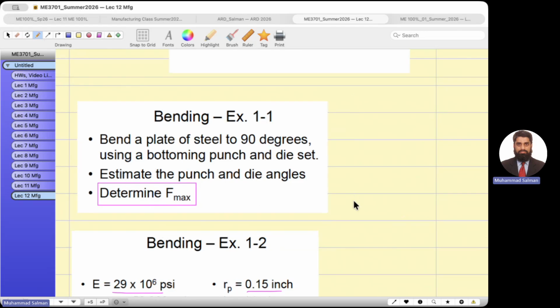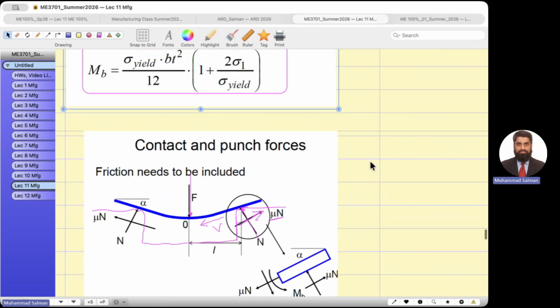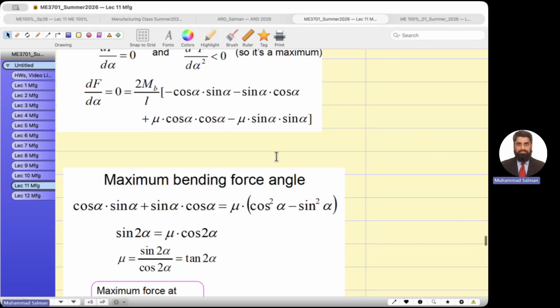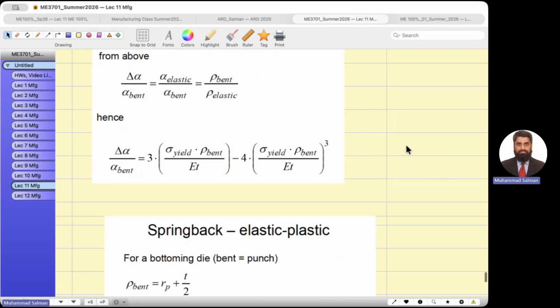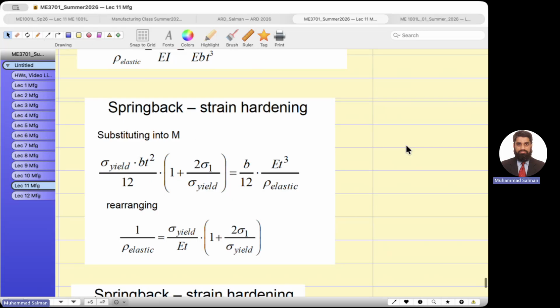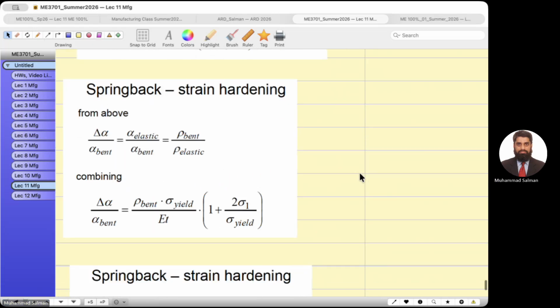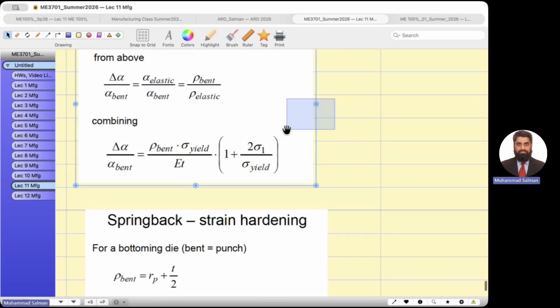The next thing is to estimate the punch angle and the die angle. How are you going to estimate the maximum punch angle? Now I'm going to go back to this for the strain hardening material. You have to find this ratio. I'm looking for the ratio of delta L to alpha for the springback. So I need this.